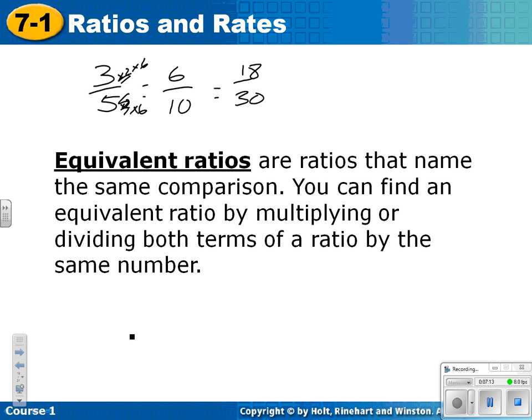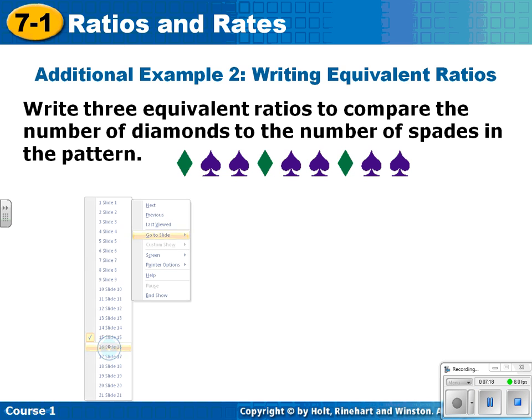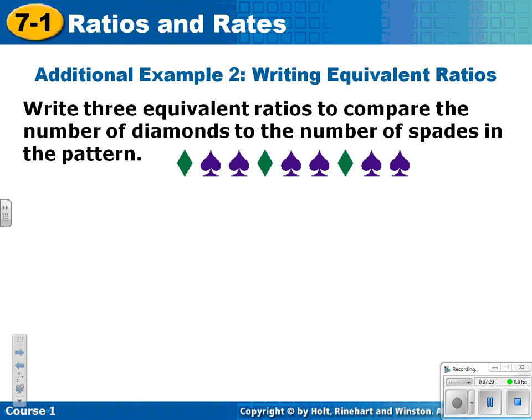Well, equivalent ratios are the same deal. If you look at this, it says write 3 equivalent ratios to compare the number of diamonds to the number of spades in the pattern. First of all, what is our original ratio? The number of diamonds to the number of spades.